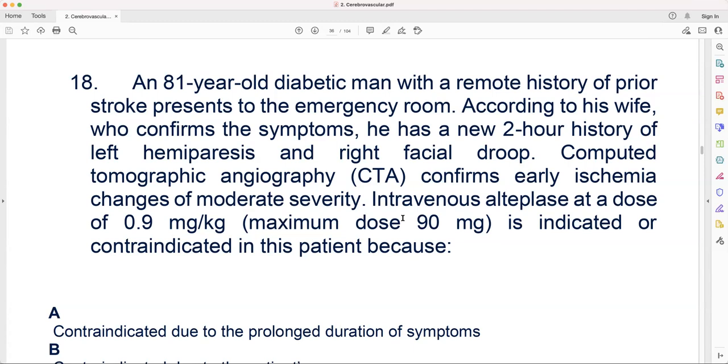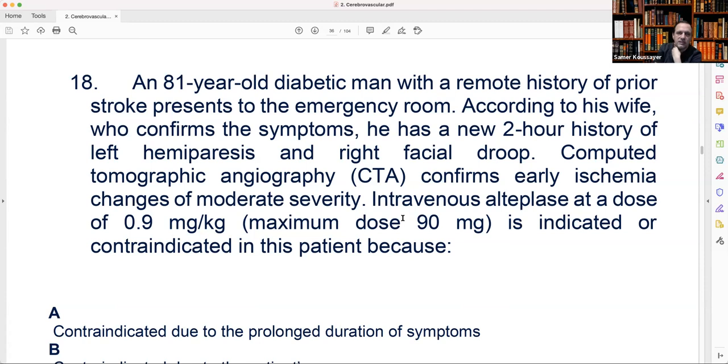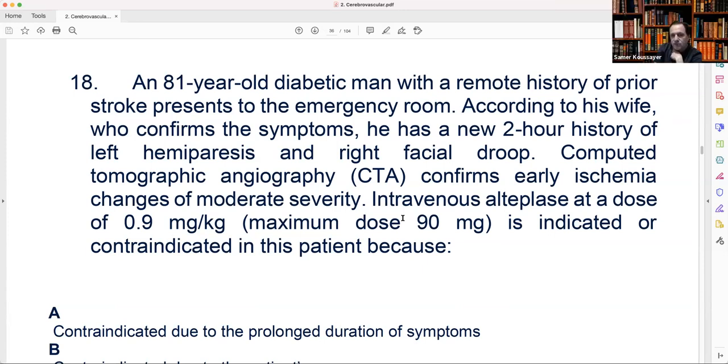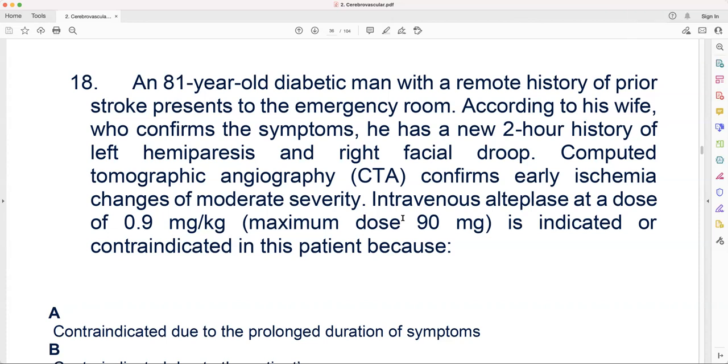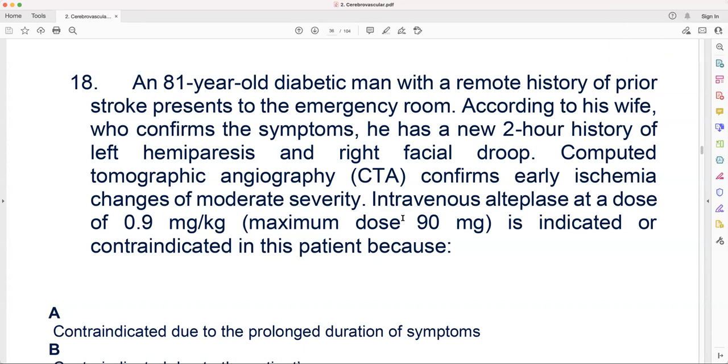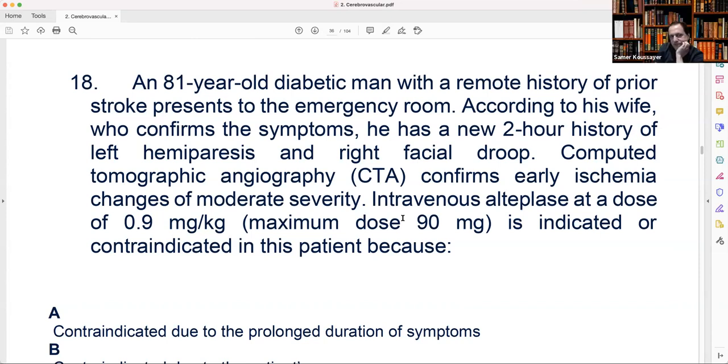Okay. Before we go, this patient is an 80-year-old diabetic, and he came with a huge stroke, 2 hours. And can you give IV tPA? Is that not indicated, do you think? Within 2 hours? Yes. We said up to 6 hours. No, we said up to 4.5 hours. Yes, 4.5 hours, you can give IV tPA.